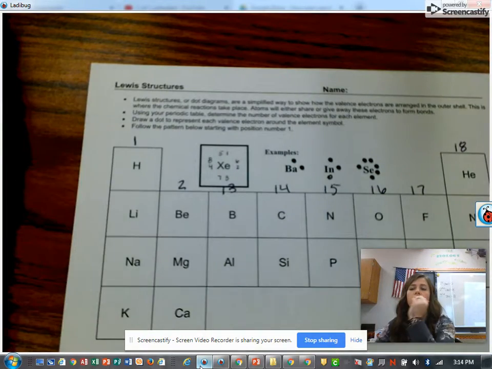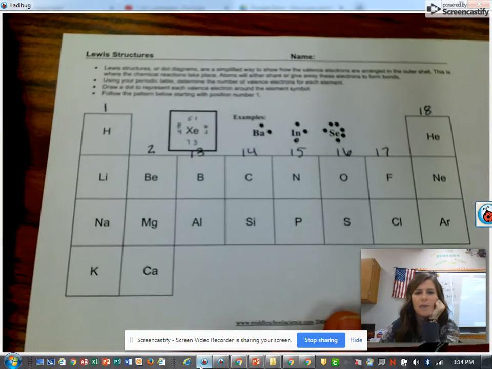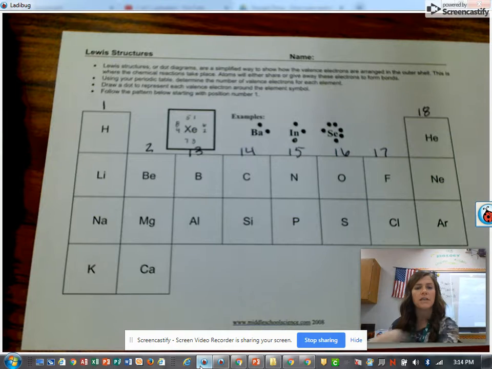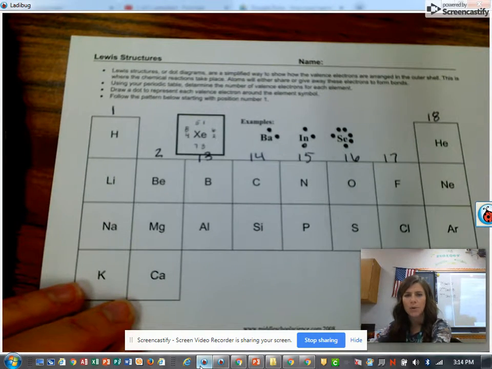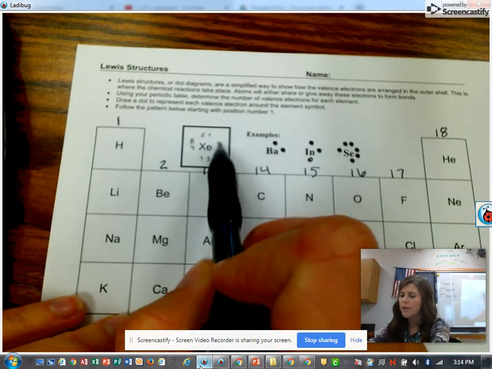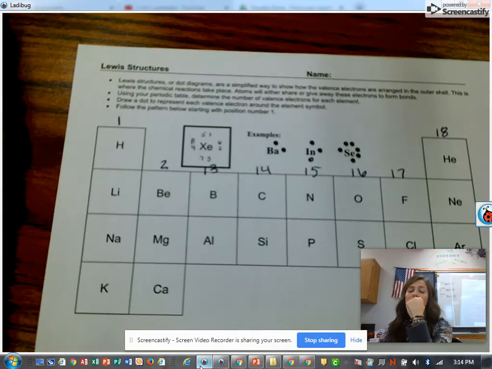So I'm just writing the group numbers above this because it's going to help us remember how many valence electrons we will draw around our atomic symbols. So I'm going to do the first ones for you as just an example. And what we want to do is follow the pattern that they give you here. So hydrogen is in group 1, so hydrogen only has one valence electron. So that's basically the point of Lewis dot diagrams, is drawing valence electrons around your atomic symbol.